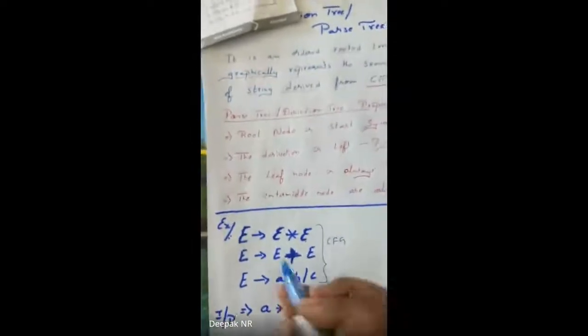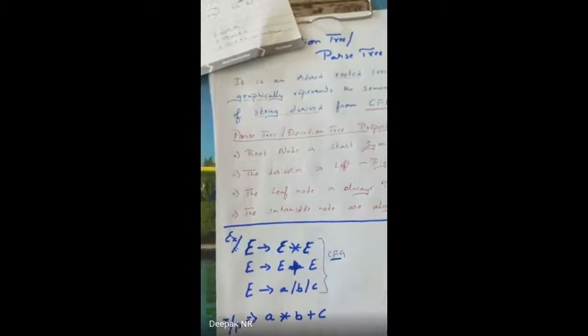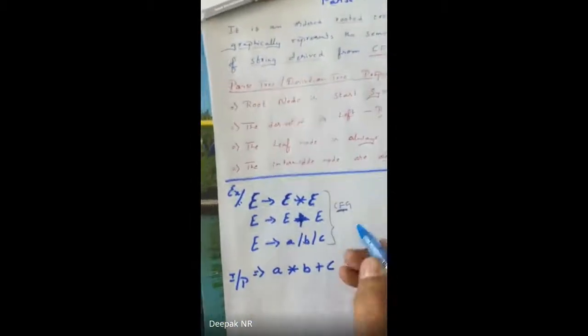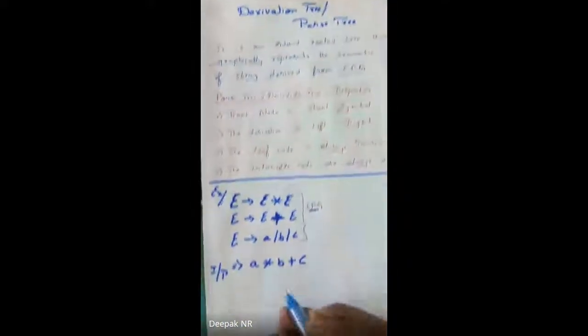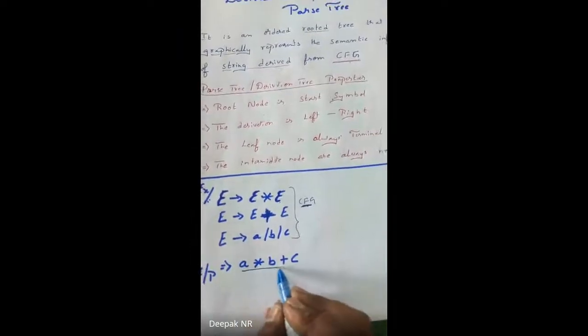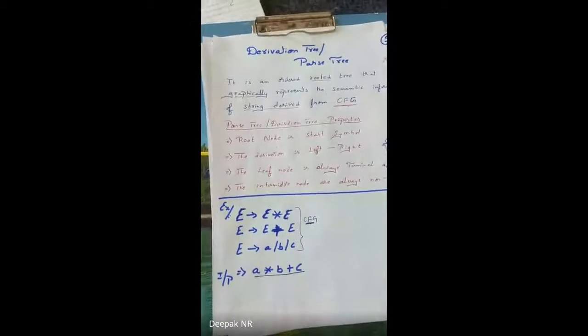Okay, now this will be the given CFG for me. The question says: construct a derivation tree to get A star B plus C.